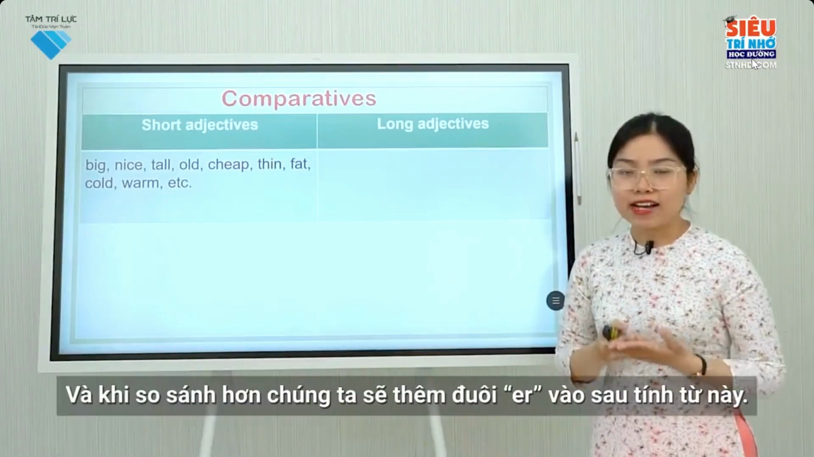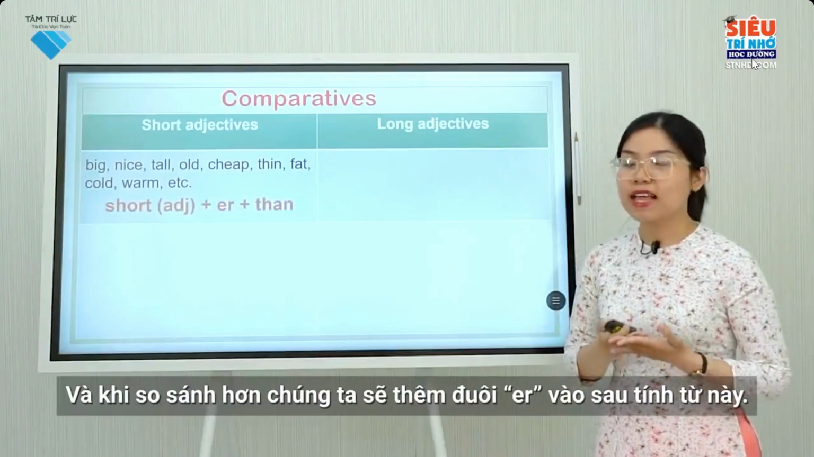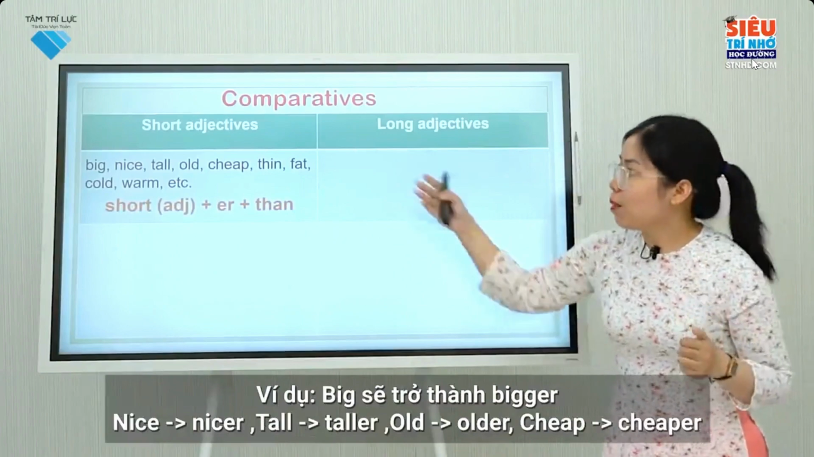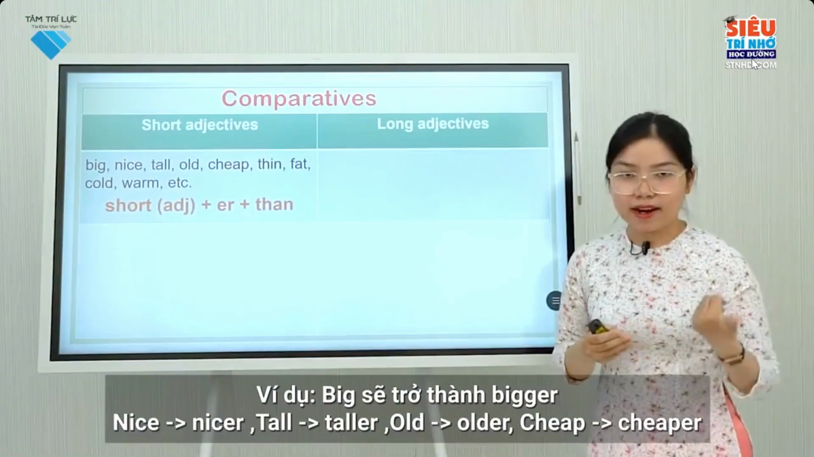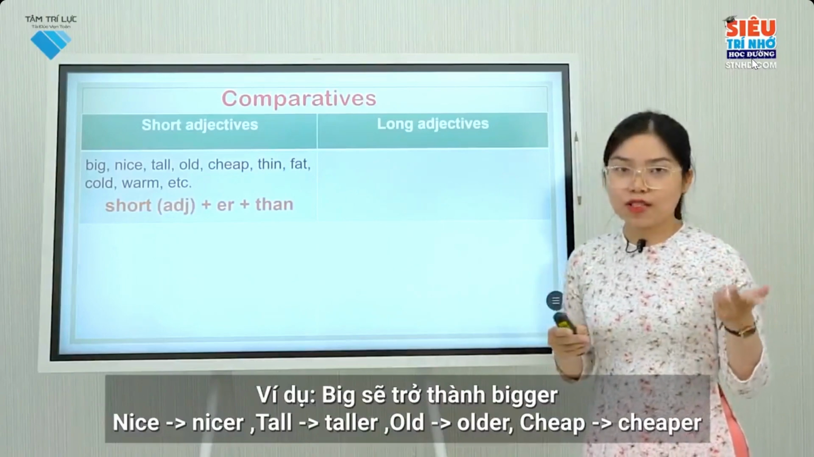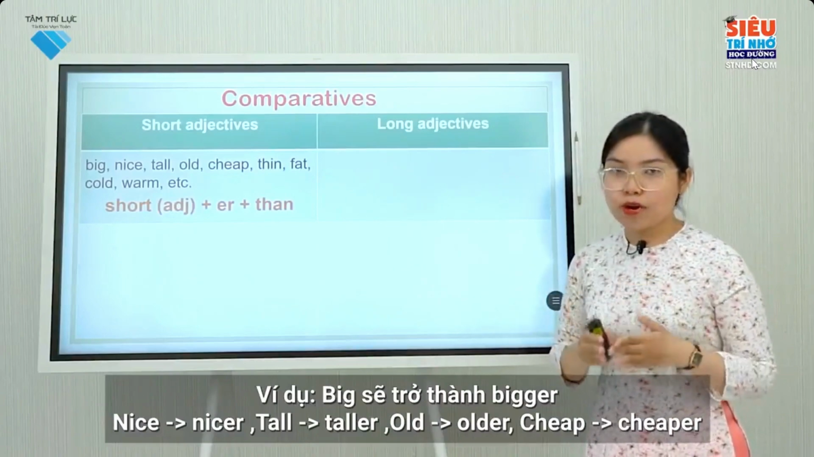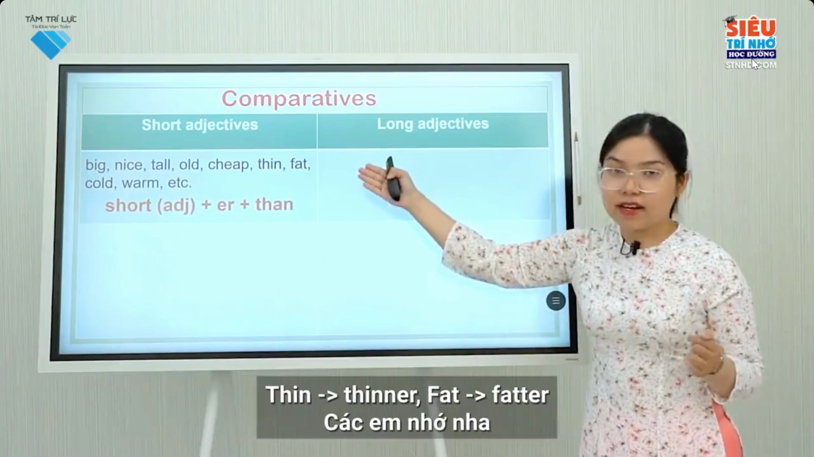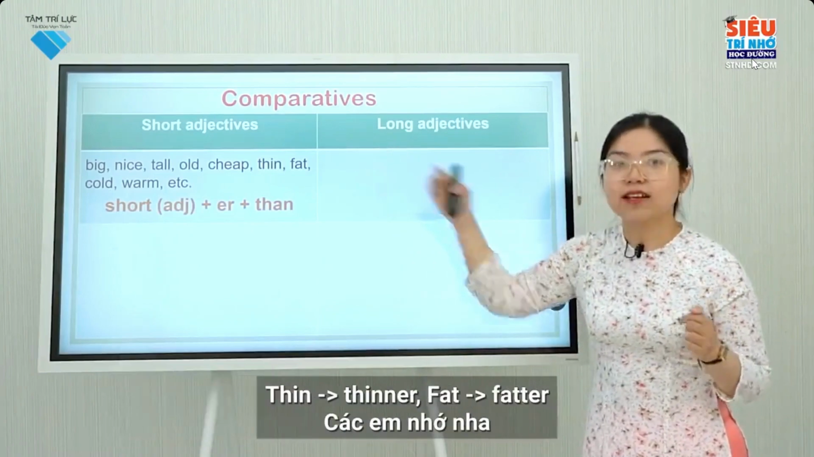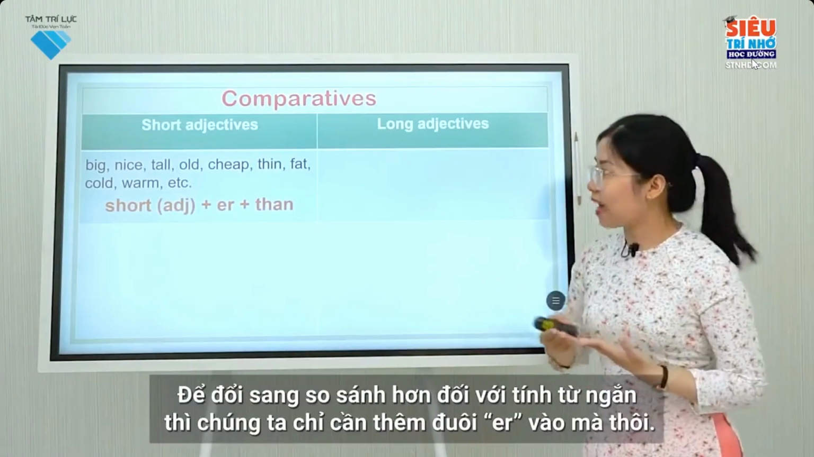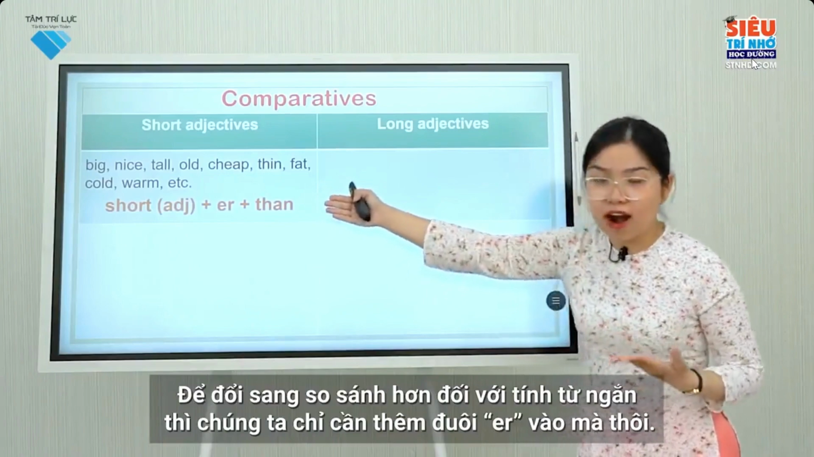We will add the ending er into these adjectives. Examples: big changes into bigger, nice, nicer, tall, taller, old, older, cheap, cheaper, thin, thinner, fat, fatter. Please remember, with short adjectives, we just need to add the ending er to change into comparatives.